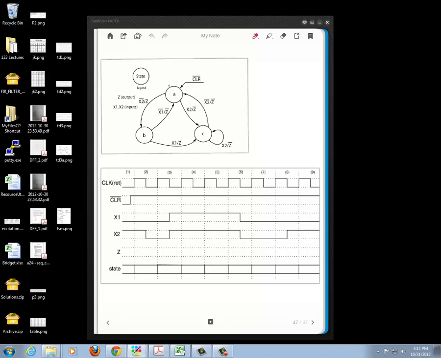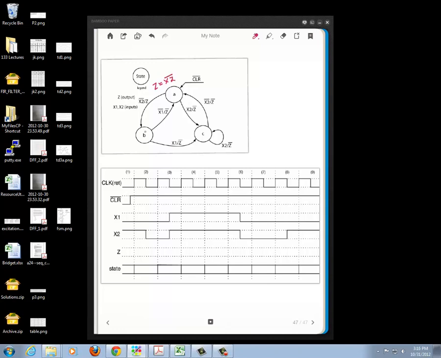So when you're in state A, let's look at the transitions leaving state A. We have this one that goes to B, and we have this one that goes to C. If you look at these transitions, you see that Z is always the opposite of X2. So here X2 is a 1 and Z is a 0. Here X2 is a 0, Z is a 1. So in state A, you're going to have your Mealy output Z equal to X2 not.